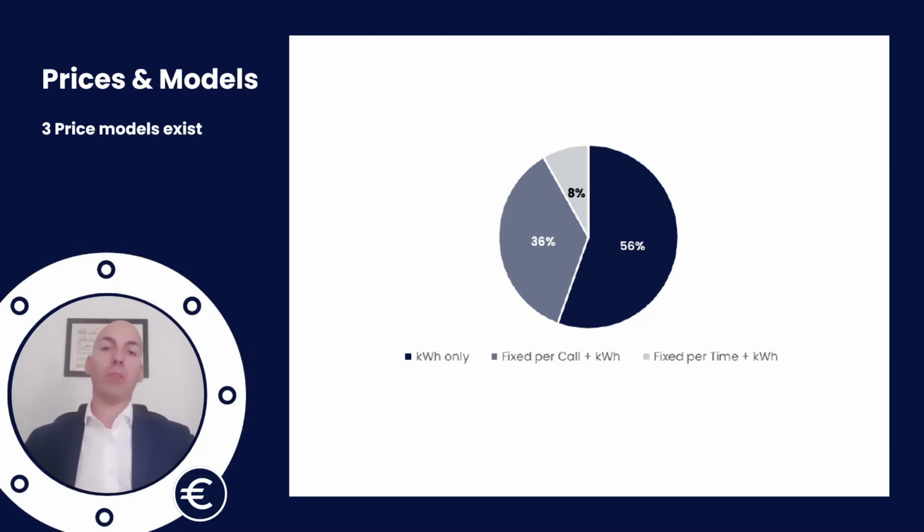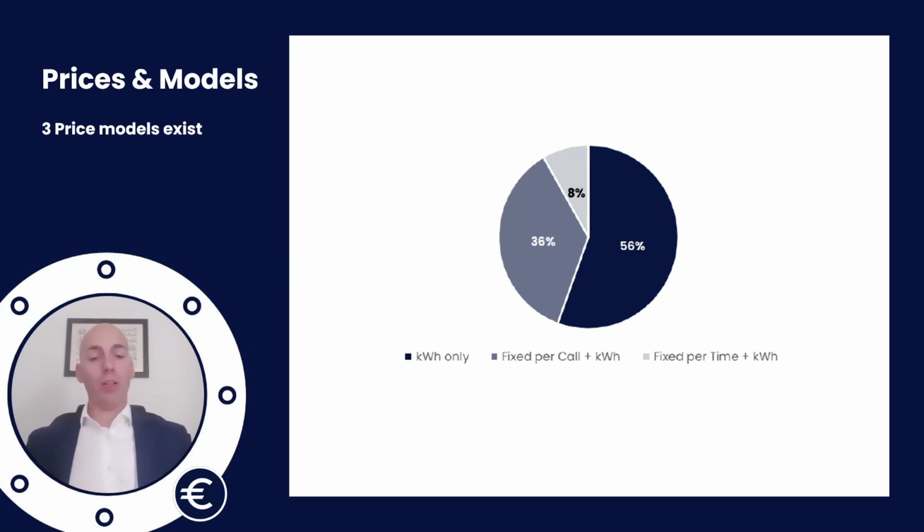And then almost everything else is fixed per call plus kilowatt hour. We just have a sliver of fixed per time. Actually, we have new information now, so the fixed per call is slightly bigger, eating away at the kilowatt hour only. I'd say in the publicly available information, it's about 50. Alright, that's it in terms of the models.